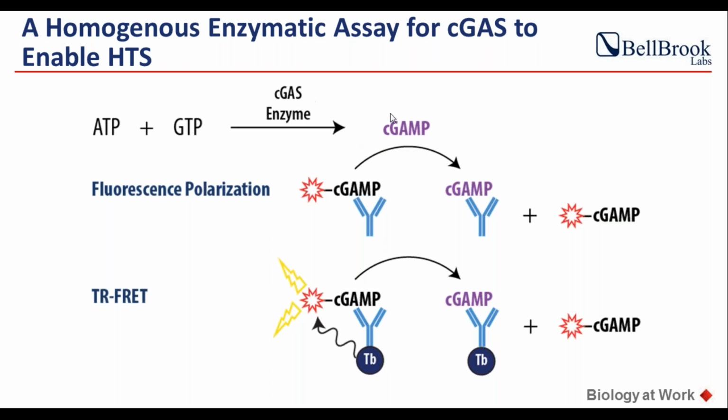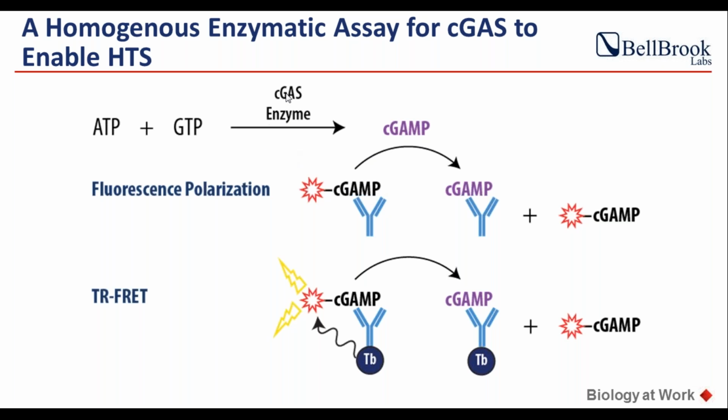At time 0, let's say that no cGAMP is being produced. This antibody is bound to the tracer. Since the tracer is bound to a bigger molecule like an antibody, it restricts and hinders its rotational ability, so it cannot tumble very freely. And therefore, you register a very high polarization value.